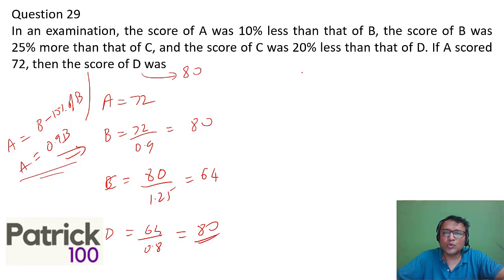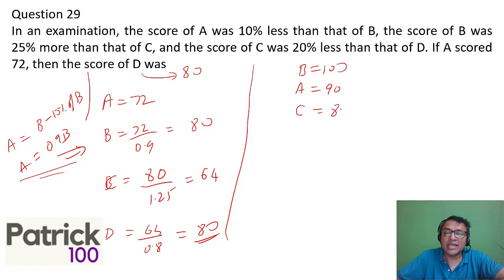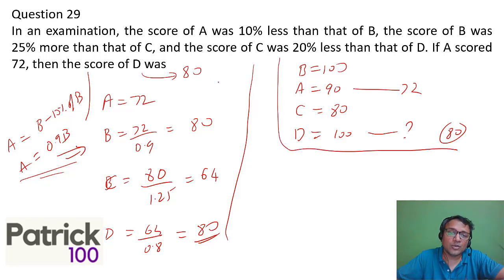You can also do this by assuming B as 100 and then cross multiply. That is also possible. So B is 100, A is 10% less, 90. B was 25% more than C, so C is 80, and the score of C is 20% less than D, so D is 100. So 90 stands for 72, 100 stands for how much? We'll get 80. You can do this also, or you can do it directly by solving it. Either way you can work on the sum.